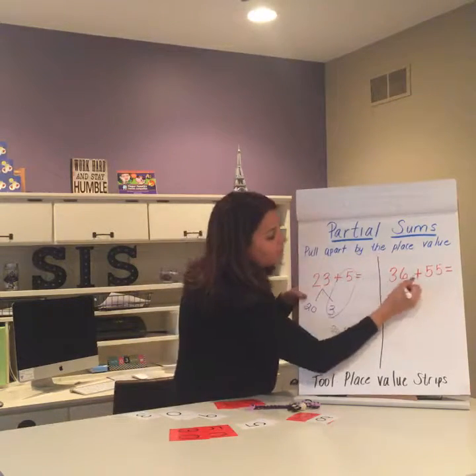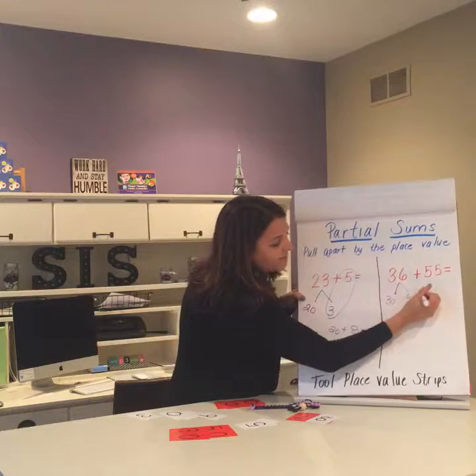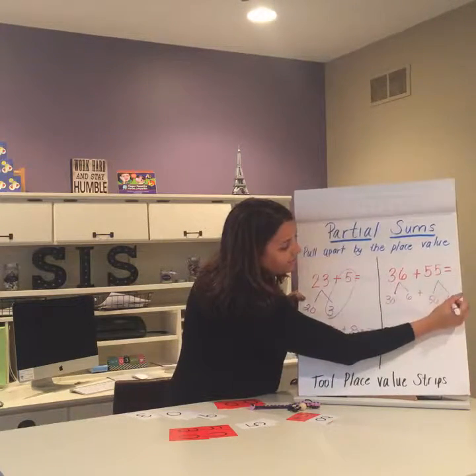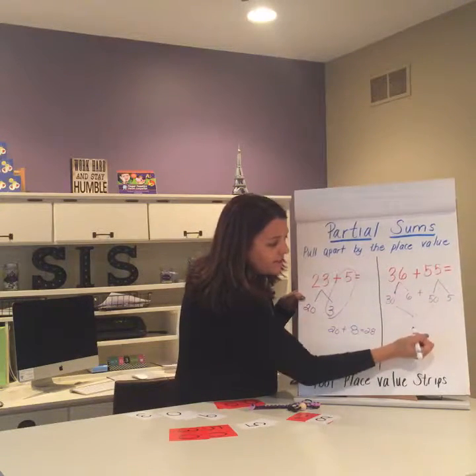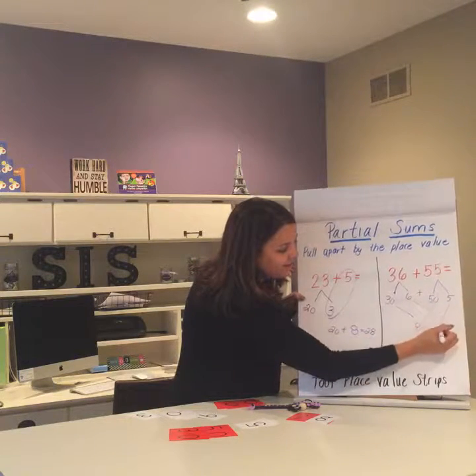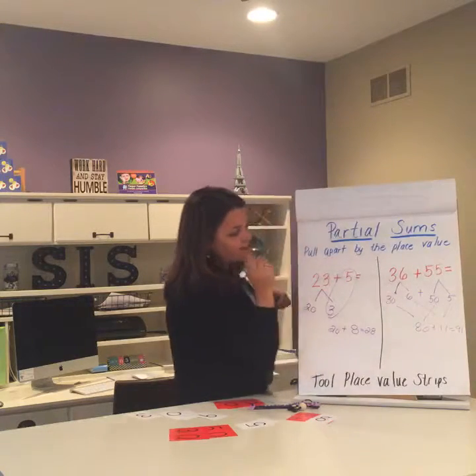If I drew a pictorial representation, it would look like this. 30 and 6 plus 50 and 5. I'm going to put these two back together, so I'm going to compose the 50 and the 30 back together to get 80, and I'm going to add my 6 and my 5 to get the 11, and when I add that together, I get the total of 91.